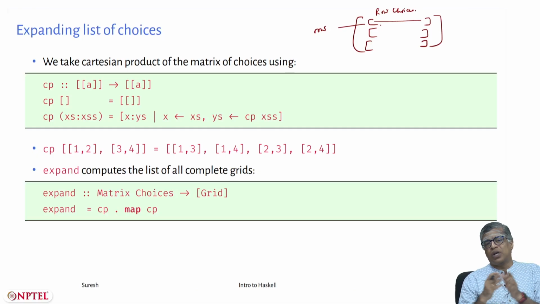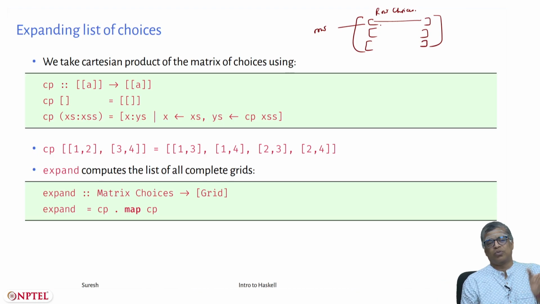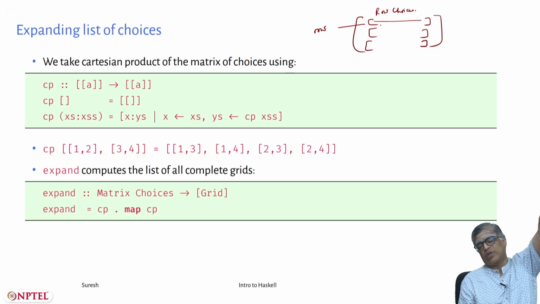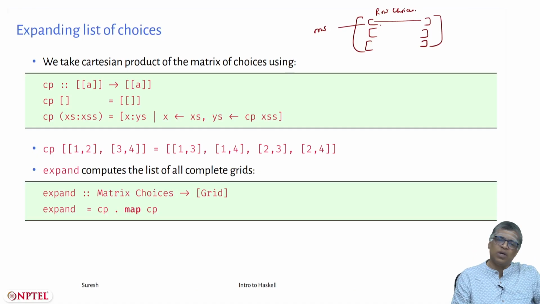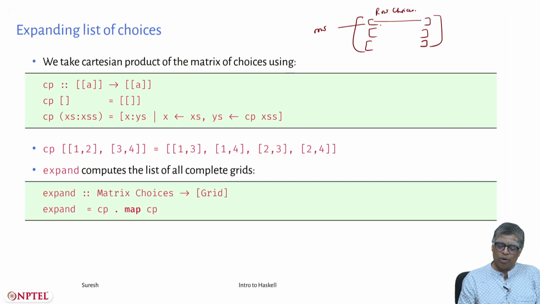But that will produce a list of rows. I have a list of rows now, right? So I need to do CP once again over this matrix to get all possible rows. Suppose there are 5 possible first rows, 6 possible second rows, 7 possible third rows. Then I'll match all of those together, and I'll get 5 into 6 into 7 grids. That is given by CP of map CP, which will do CP on each row and then apply CP on the whole list of rows as well. So this is expand.